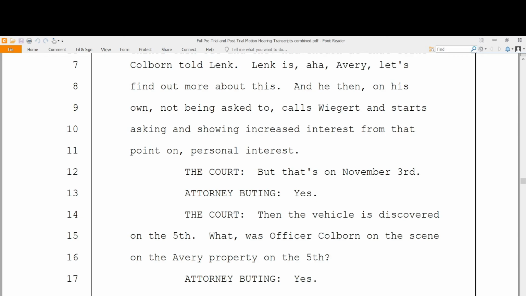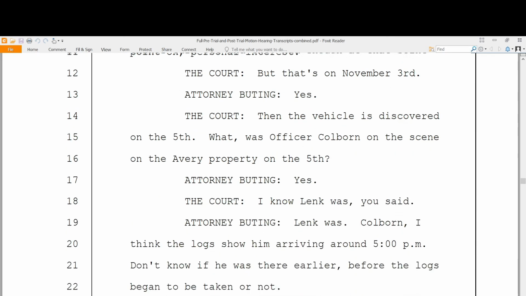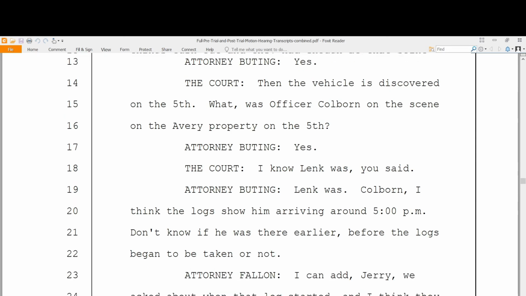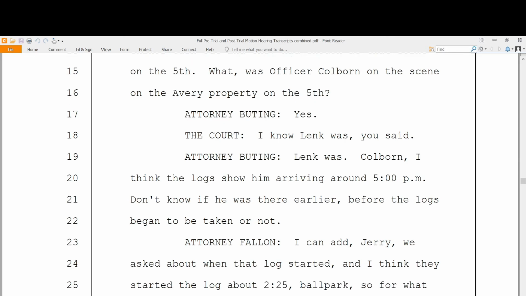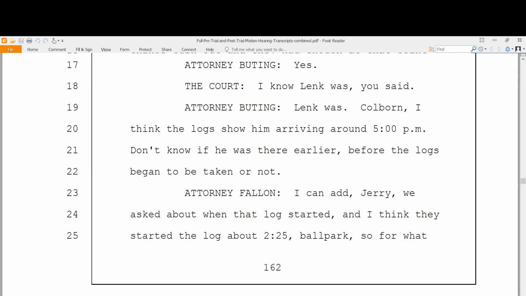The court: But that's on November 3rd. Attorney Beauty: Yes. The court: Then the vehicle is discovered on the 5th. Was Officer Colborn on the scene on the Avery property on the 5th? Attorney Beauty: Yes. The court: I know Lenk was, you said. Attorney Beauty: Lenk was. Colborn, I think the logs show him arriving around 5 p.m. Don't know if he was there earlier before the logs began or not.